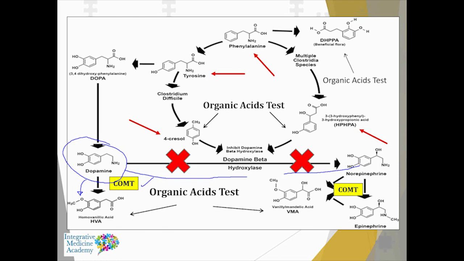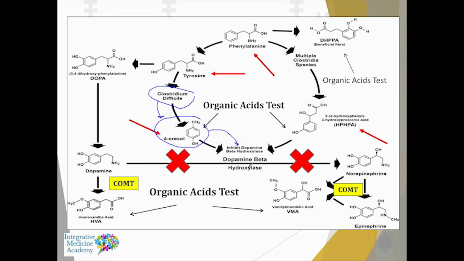So if we had, let's say, Clostridia bacteria, Clostridia difficile, it produces a chemical called 4-creosol. 4-creosol is a known inhibitor of dopamine beta hydroxylase, the enzyme that converts dopamine to norepinephrine. So it causes an inhibition effect on dopamine beta hydroxylase. That's what this X is about.